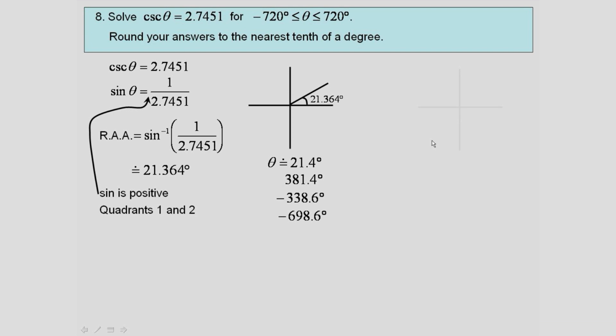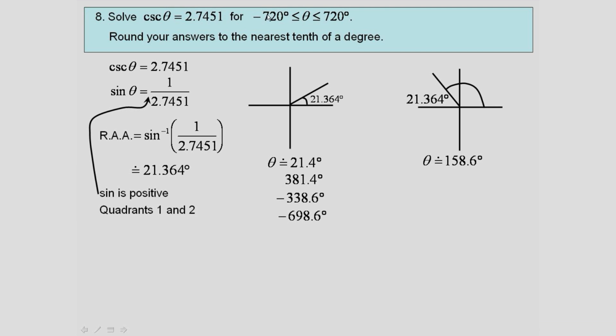So that's quadrant 1. Let's look at quadrant 2. Terminal arm, quadrant 2, related acute angle 21.364. We need the angle in standard position, so we can do 180 degrees take away 21.364, which gives us about 158.6 if we round it.